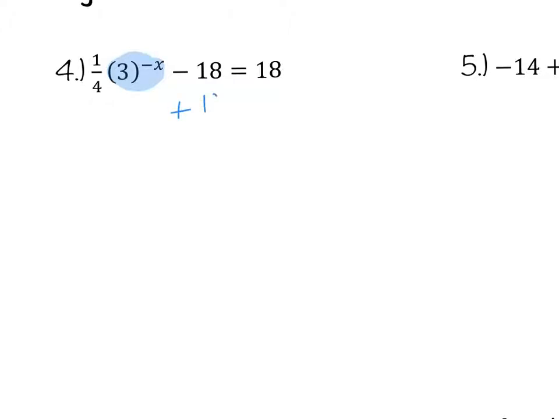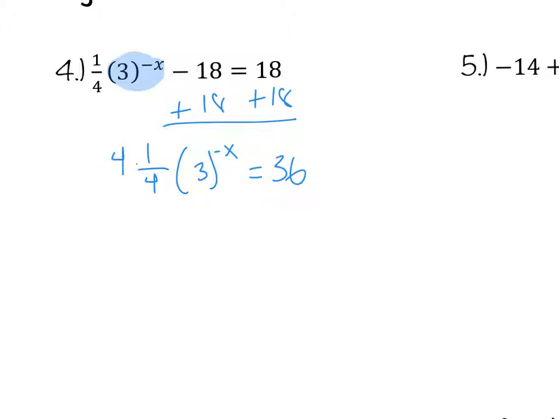I'm going to add 18 to the other side. So I have 1/4 times 3 to the negative x equals 36. Multiply both sides by 4 to get rid of this fraction. So I have 3 to the negative x equals, that's 144. Now the base and the exponent are isolated. I can then apply the log.